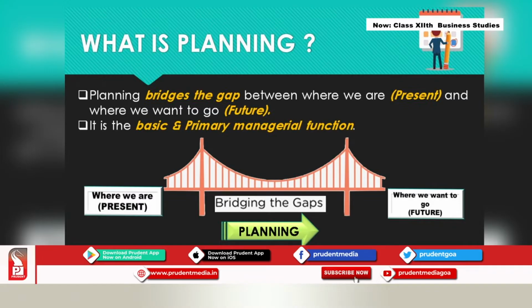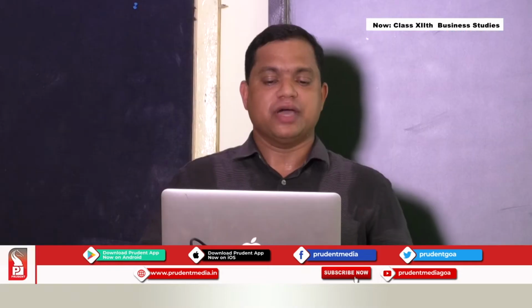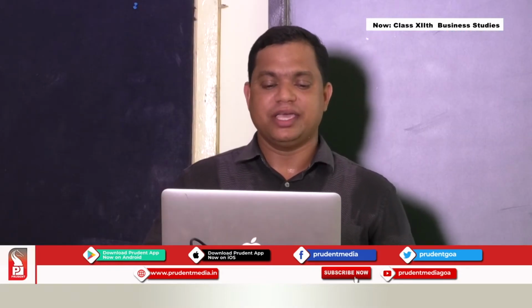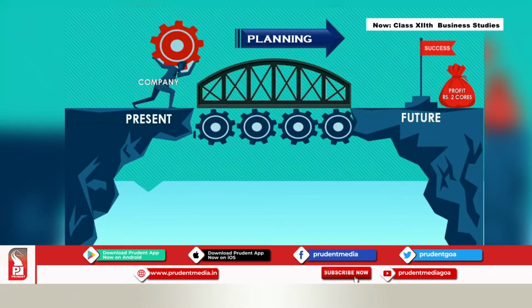So planning means, as you can see in the picture, the company has set a goal in the present that they want to achieve a profit of rupees 2 crores in the future. Now how is the company going to achieve this goal or target of rupees 2 crores profit? The company is going to think about it, and that thinking process is called planning. So planning means we are deciding today what we want to achieve in the future.